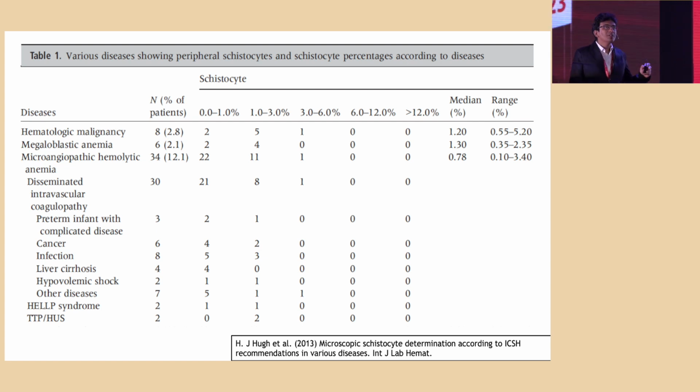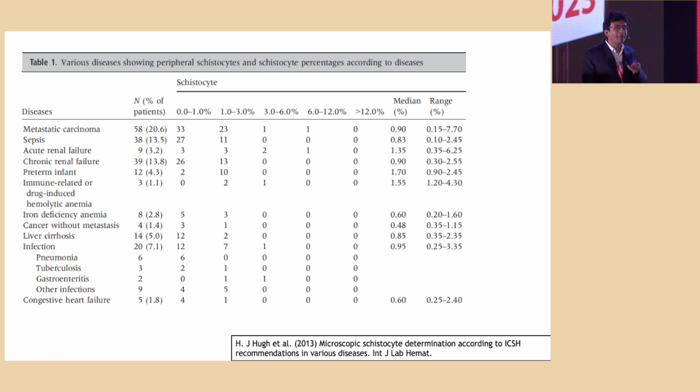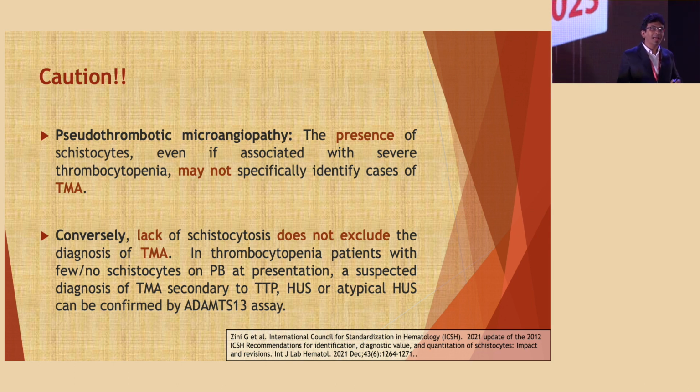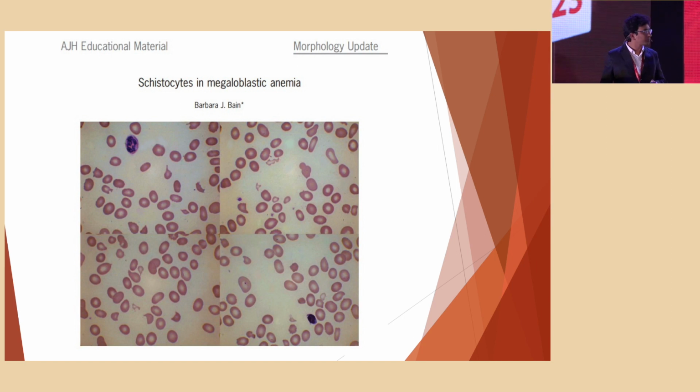And it is not that you will see schistocytes only in TTP and HUS, but you can see them in all other conditions like hematological malignancies, megaloblastic anemias, metastatic carcinomas, sepsis, renal failure, infection, and others also. So the presence of schistocytes, even if associated with severe thrombocytopenia, may not specifically identify cases of thrombotic microangiopathy. And the converse is also true, that lack of schistocytosis also does not exclude a diagnosis of TMA.